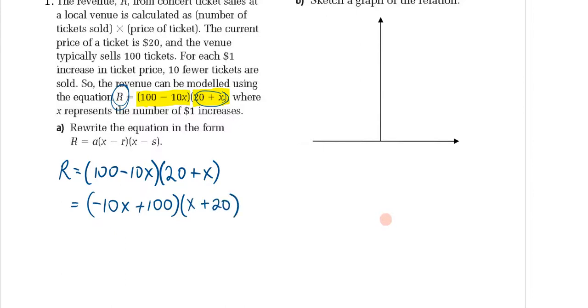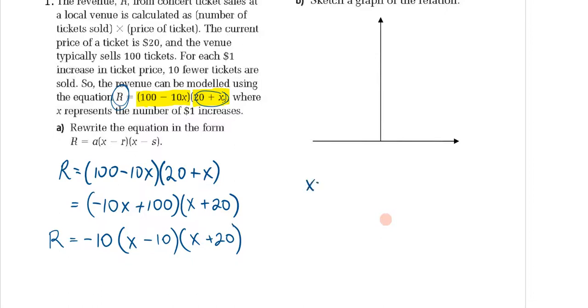And then I'm going to factor out a negative 10 from the first bracket. So negative 10 comes out. 100 divided by negative 10 is negative 10, so x minus 10, and then x plus 20. By doing this, I get a much clearer factored form that will help me find the x-intercepts. So let's sketch a graph of this parabola. So x-intercepts, let's start there.